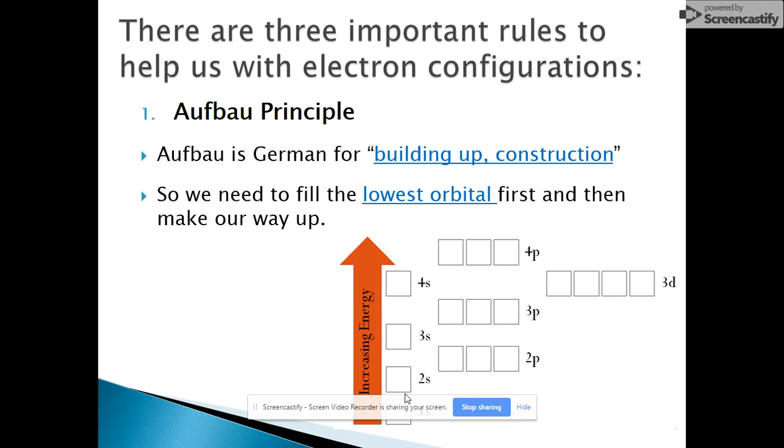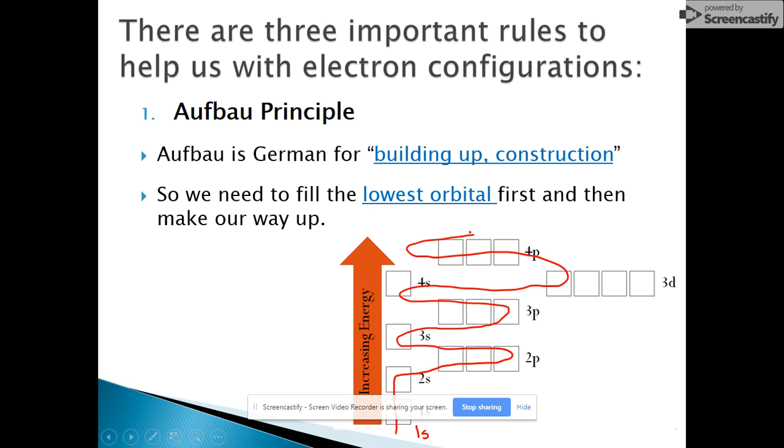So this one's kind of hidden behind the Screencastify sign, but this bottom box is 1s. So first we would start with 1s, we would move up to 2s, we would move up to 2p, we would move up to 3s, 3p, 4s, 3d, 4p, and so on. We start at the bottom and we work our way up.